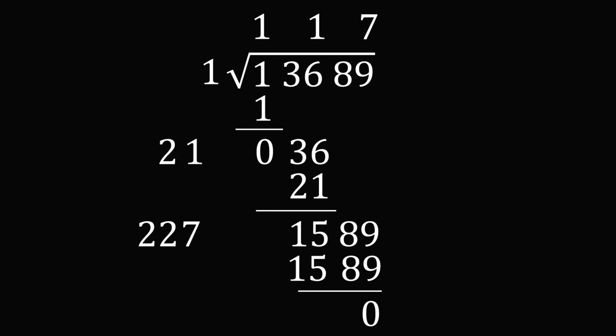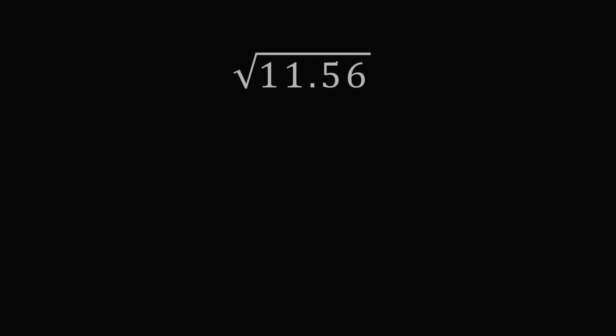So we have extracted the perfect square root. So the square root of 13,689 is 117, and in fact, the square of 117 is 13,689. Let's now level up to the next example of the MIT entrance exam from 1876. Find the square root of 11.56.